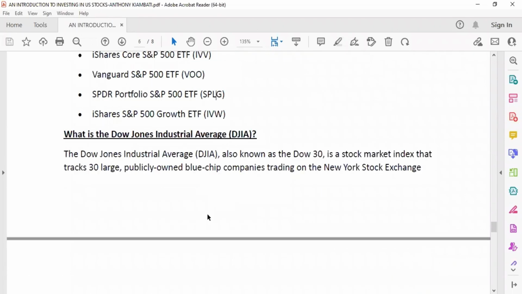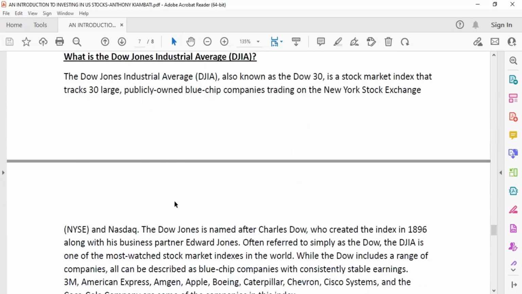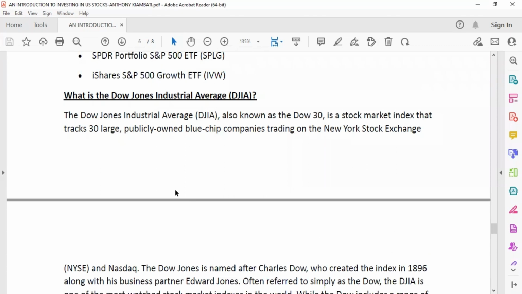Okay, we have three major indexes. The second one is called the Dow Jones. The Dow Jones Industrial Average, also known as the Dow 30, is a stock market index that tracks the 30 large publicly owned blue chip companies trading on the New York Stock Exchange and the NASDAQ. So this is another index that we look at. After the S&P 500, we also look at the Dow Jones.